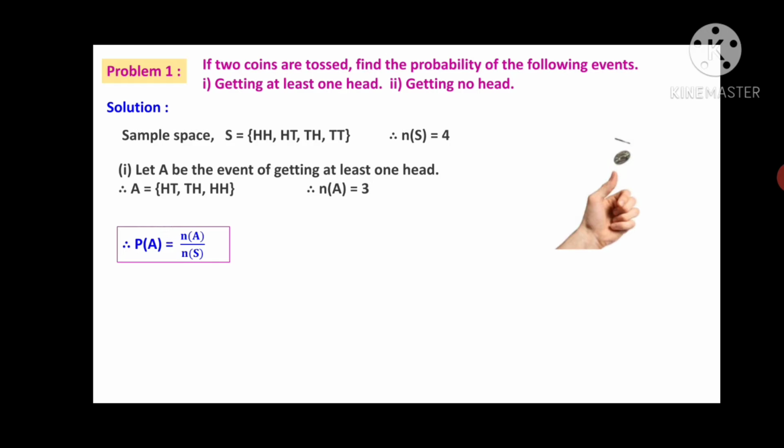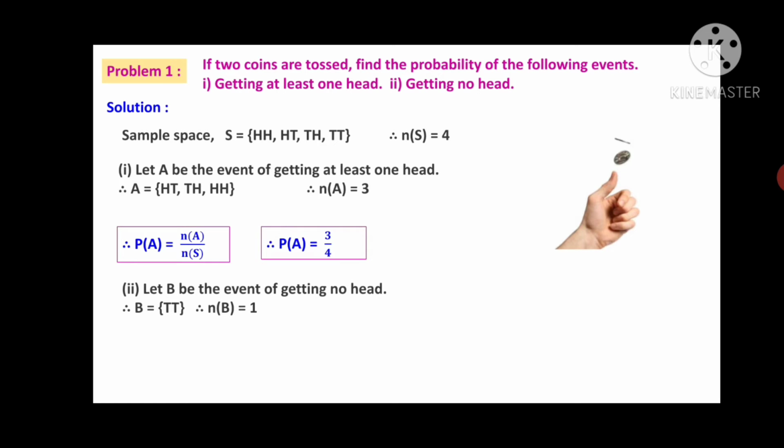So the probability of A, P of A, is equal to N of A upon N of S. We know the values of N of A and N of S, so we will substitute them. Therefore P of A is equal to 3 upon 4. Second, let B be the event of getting no head. Means B is equal to TT, so N of B is equal to 1. Therefore P of B is equal to N of B upon N of S. Now we substitute the values. Therefore P of B is equal to 1 upon 4.